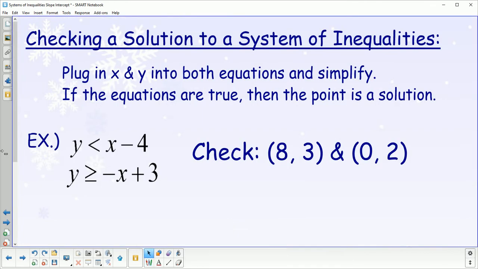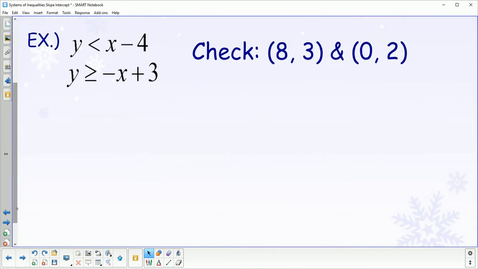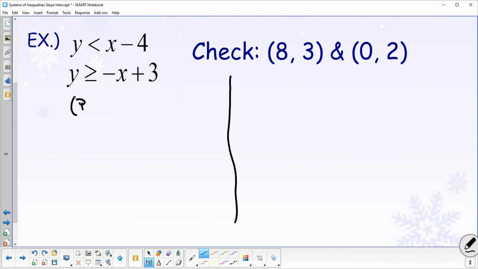So checking the 2 points here, let's do 2 examples. So I'm going to do one over here on the left, 8, 3. And remember, you need to check it in both inequalities. So I plug in 3 for y. Whoops. And I get 3 less than 8 minus 4. And if I do 8 minus 4, I get 4. So first one is true. Okay, we're good so far.